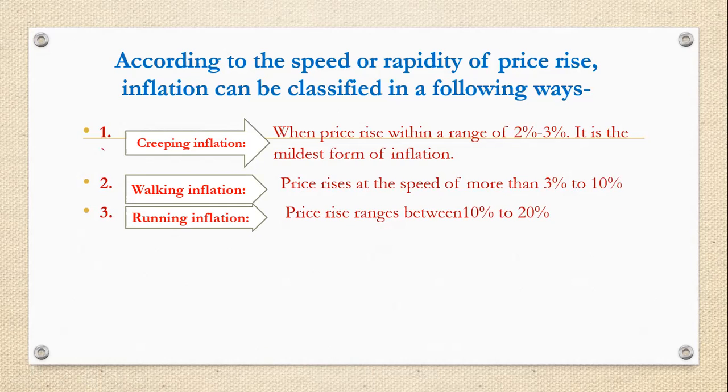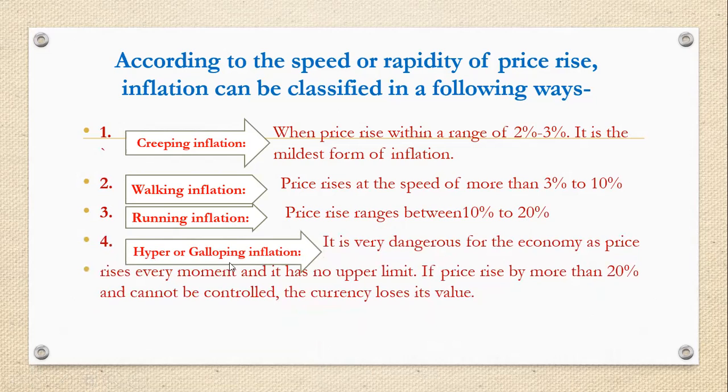And sometimes it even crosses this rate also, and it may reach a three-digit rate. And when this rate of running inflation is very high, then we call it hyper or galloping inflation. What is hyper galloping inflation? It is very dangerous for the economy as prices rise every moment and it has no upper limit where it will reach. If prices rise by more than 20% and cannot be controlled by the government, that means prices are rising in an uncontrollable way, and in that case people lose trust in the currency of that country. That means the currency loses its value.